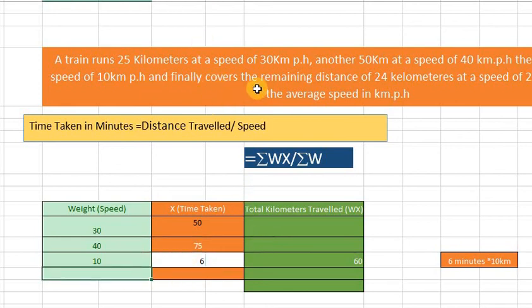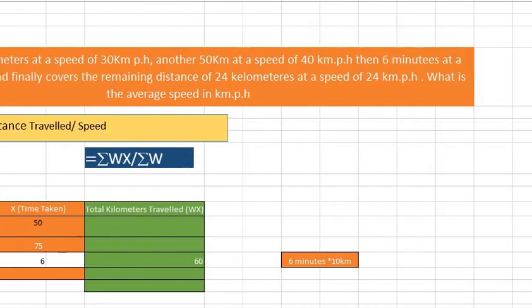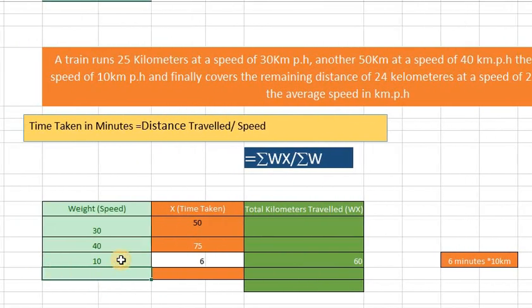And the last one, 24 kilometers at a speed of 24 kilometers per hour. The speed is fixed, it is 24, but here we have to apply the formula: 24 kilometers divided by 24 kilometers per hour into 60 minutes. So time taken is 60 minutes. So this is how we can find out the time taken as well as speed.